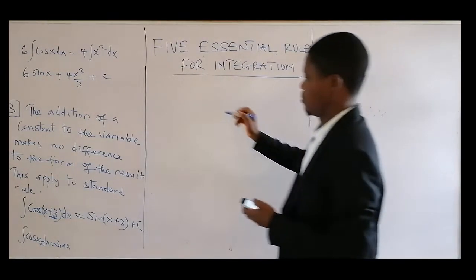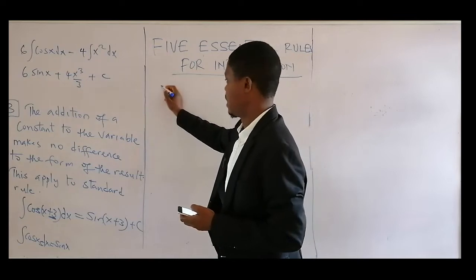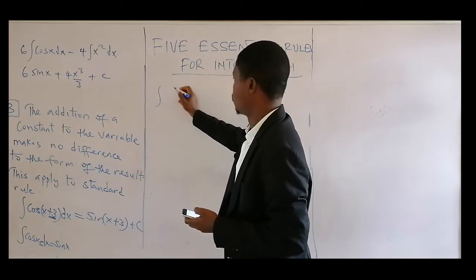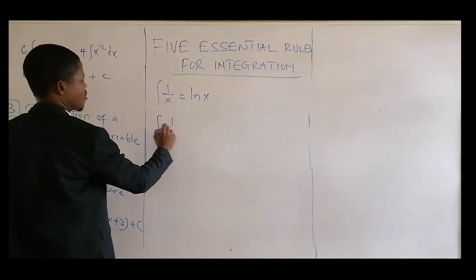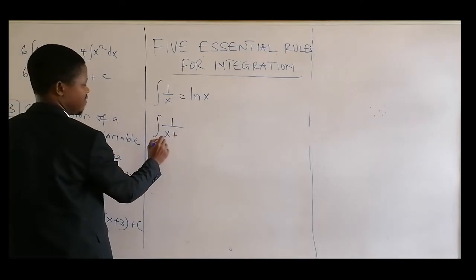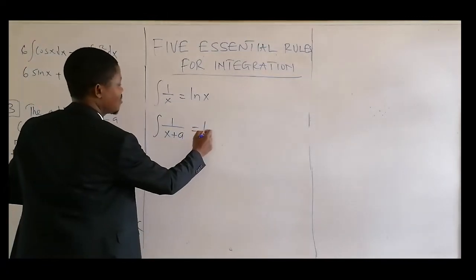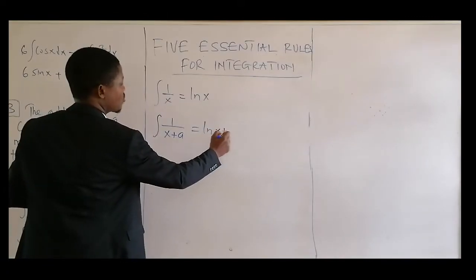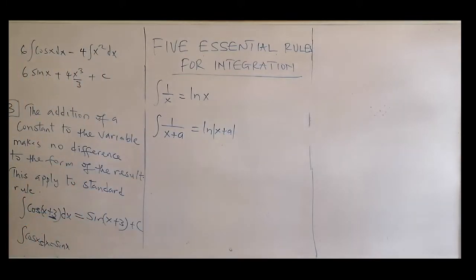Look at this general rule. We are still on rule 3. We know from the table the integral of 1 over x is ln x. If you are now adding a constant to this variable, that does not change the answer. It's just ln(x + a) plus c. Doesn't change the answer. So that's what the rule is talking about.